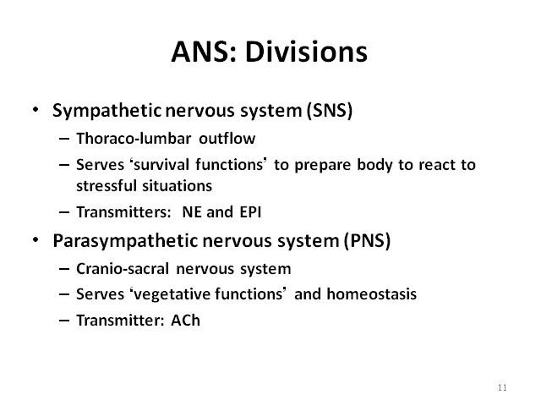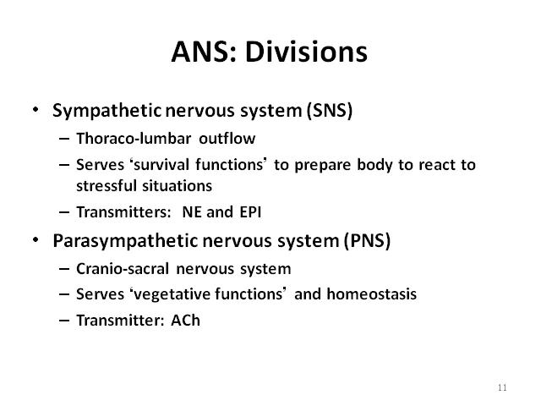Where it originates is from the thoracolumbar outflow. This basically serves survival functions, pretty much to prepare the body to react to stressful situations. Often we refer to it as the system that is involved in fight or flight. The transmitters are norepinephrine and epinephrine, with the majority of the nerves releasing norepinephrine. The adrenal gland is going to be involved as a hormonal gland. It will release both norepinephrine and epinephrine.